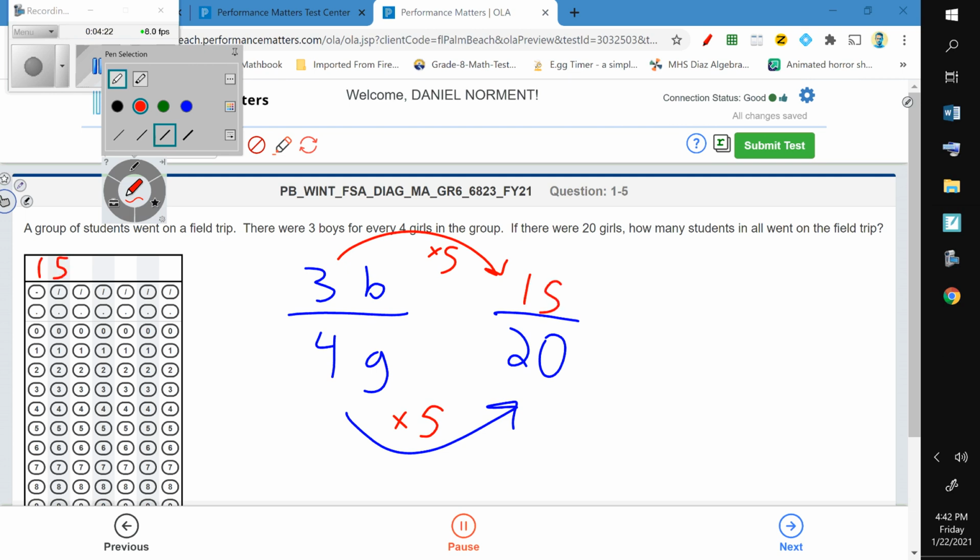And if you do that, you just missed it because the question does not say how many boys went, even though it is 15 boys. It's how many students in all. So you do need the 15, but once you find the 15, you have to combine it with the 20 girls. And 20 plus 15 is 35. And so this answer is 35 students. That's the answer. 35.